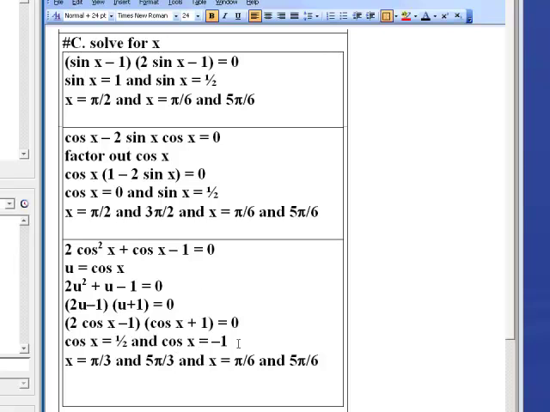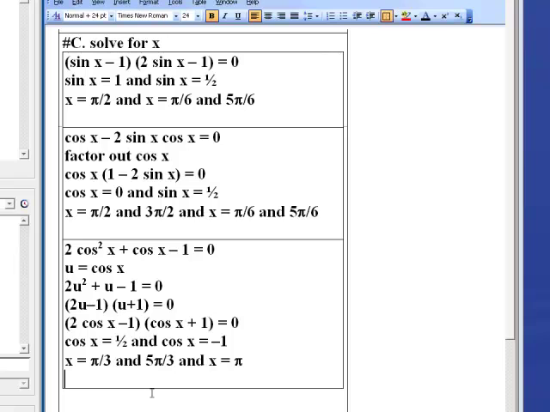And then cosine x equals negative 1. That only happens once at 180 degrees, which is exactly pi. So I'm going to get rid of all of this here, and these are the correct solutions.